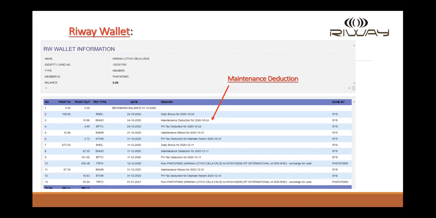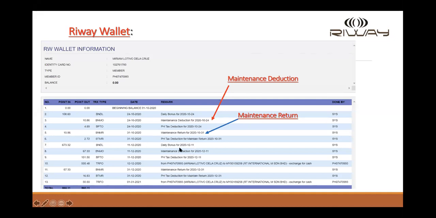Say 4.89 divided by 108.6. All right. Okay. So then you take a look. This is October. Now because there was no other activity, there was no income greater than 1,000 RW on October 31. This 10.86 is returned. Do you see that?